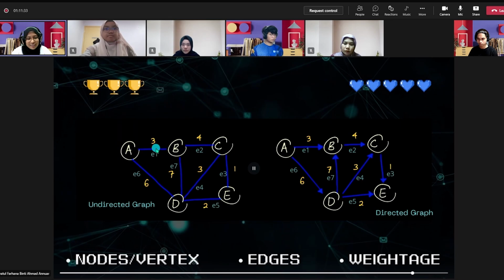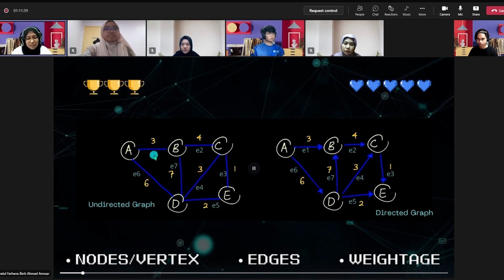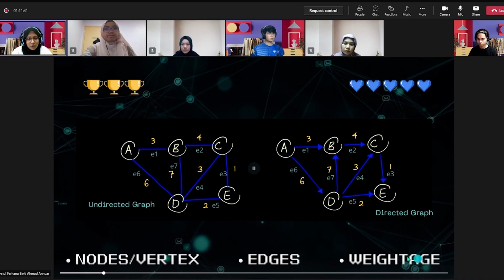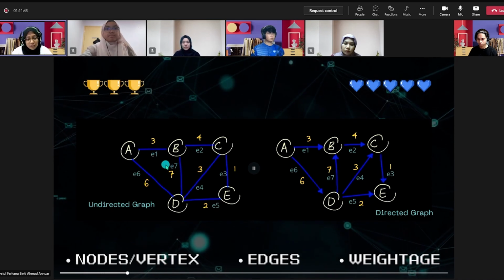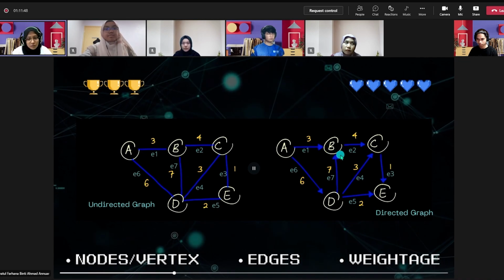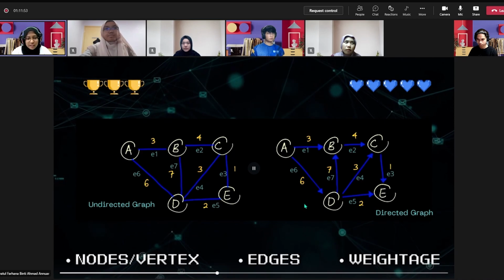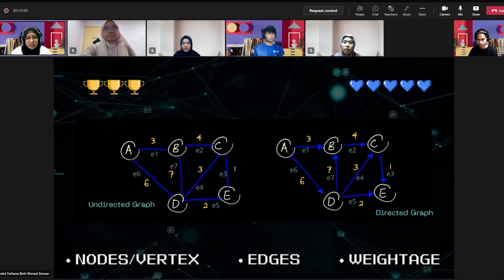So what is this numerical label here, which is 3, 4, 3, 1, 7, 2, 6? This is called weightage, or simply said, cost. The cost between these two nodes. So like A to B, it costs 3, B to C, it costs 4, and so on. This is the thing that you need to know to apply Dijkstra algorithm.